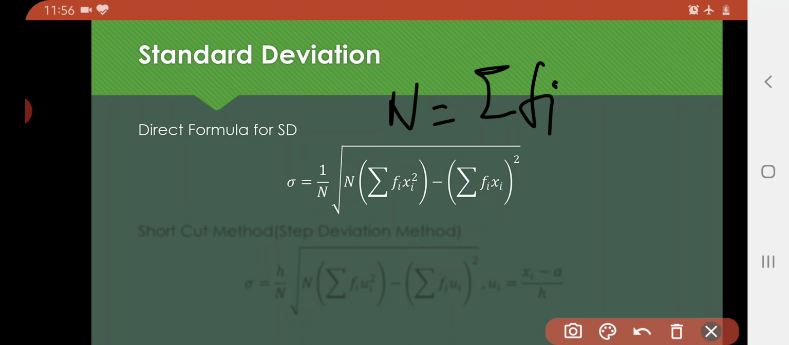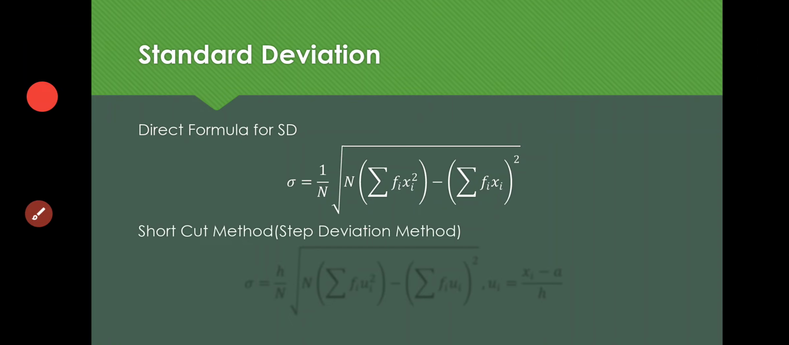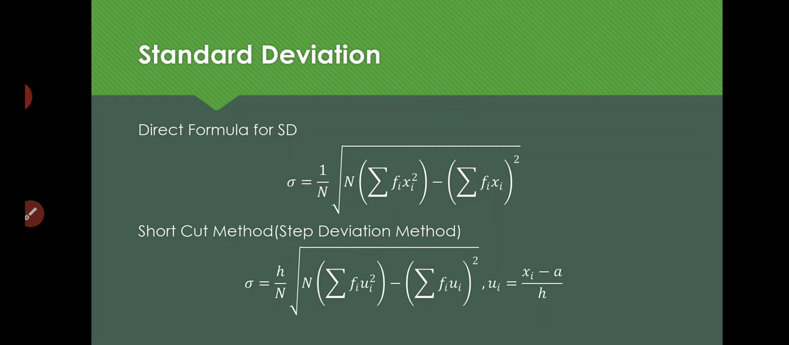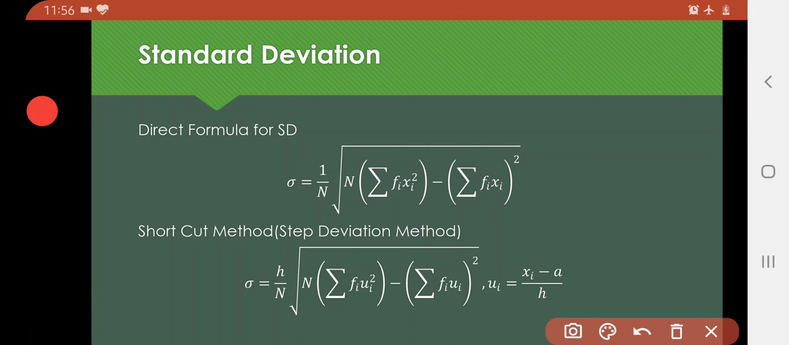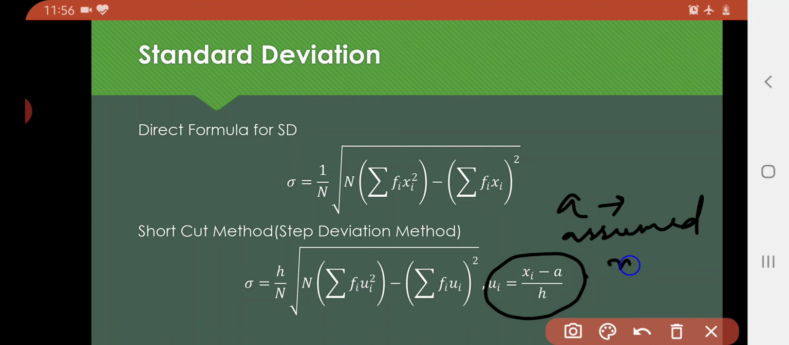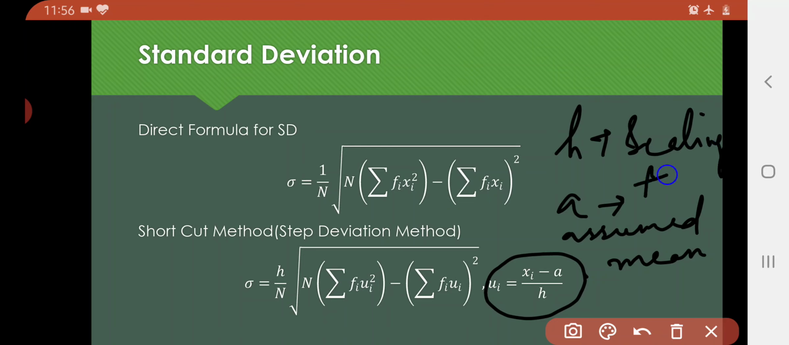Now there is a shortcut method, which is also called the step deviation method. This is the step deviation method of finding standard deviation, and it looks something like this. Basically I am changing the variable from xi to ui, where a is the assumed mean and h is your scaling factor, exactly what you have used in the case of finding the mean using the step deviation method.